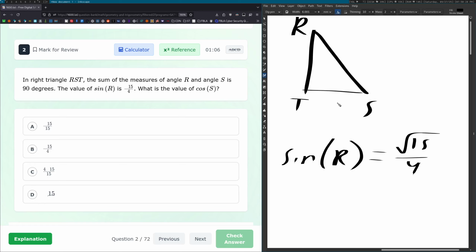Okay, so let's label that. Since this is opposite over hypotenuse, this is square root of 15 over 4. And we need to find the cosine of S. This is just going to be the adjacent divided by the hypotenuse. So it's just the same answer again.